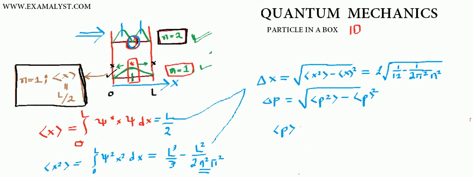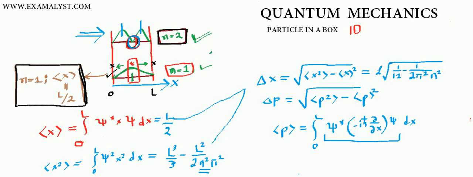How to find it? This will be an integration from 0 to L. As I said, there will be a psi star, and in between you have to keep the momentum operator. So what is the momentum operator? As we have discussed in our earlier lectures, it is minus i h cross del by del x, into psi dx. This is the momentum operator for the expectation value of momentum. Now you need to evaluate this.